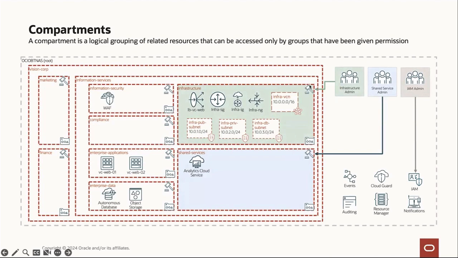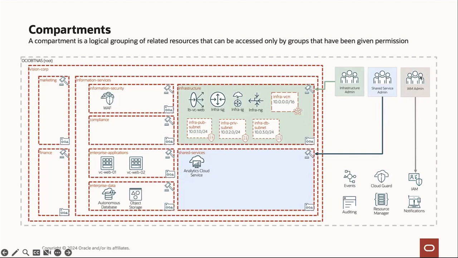Another piece of this is policies. You have policies to grant different groups of users certain levels of permissions for working with the resources in these different compartments. You can see right here, we have an infrastructure admin group managing the permissions for the resources in this infrastructure compartment. Same for the shared services admin, managing the permissions for this shared services compartment. And then lastly, you might just have a general IAM, or identity access management, admin group.